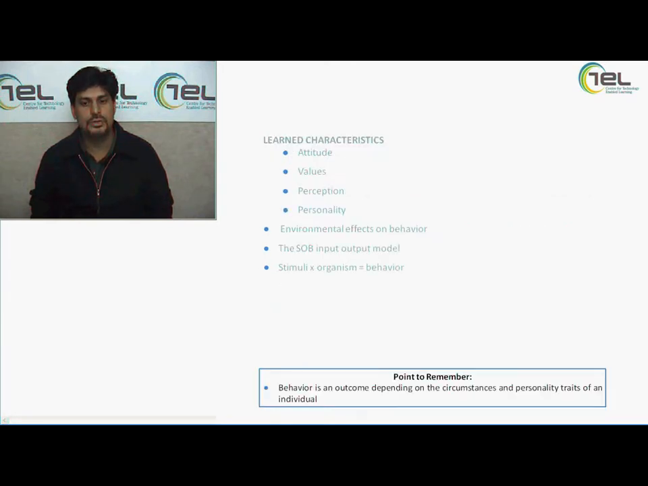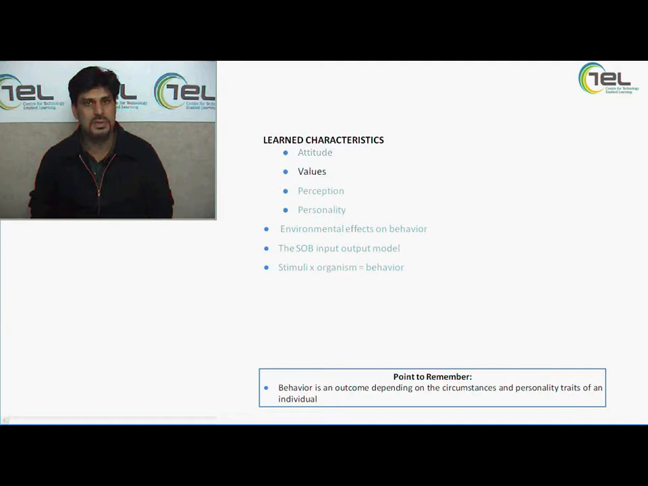Let's move on to the learned characteristics. Now these are the most important aspects and the most crucial guidelines for our business. What are the things that we learn throughout our lifetimes? We learn attitude. Now attitude is not taught to somebody, attitudes are developed. As we grow, we form our attitude, we bring about changes in our attitude, and it is a learned characteristic from our surroundings.